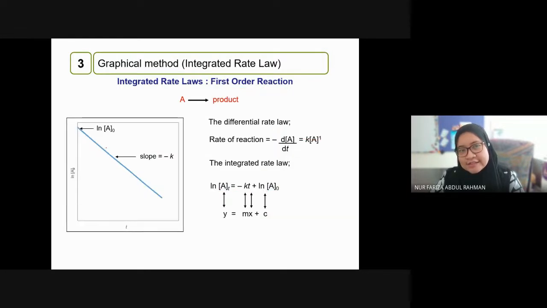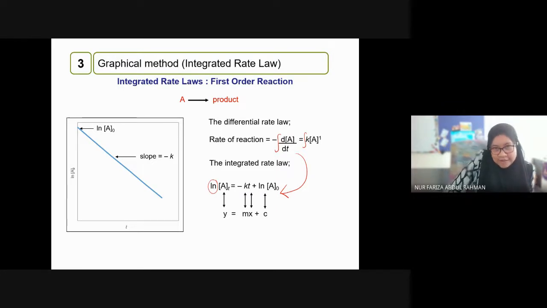Then the explanation is more or less the same for first order. Okay, alright. So you integrate this one. This is for first order and you will end up with this formula. Do you see the difference from zero order? For first order, there is ln. Okay, there is ln there. Ln A at T time is equal to negative KT plus ln A naught.